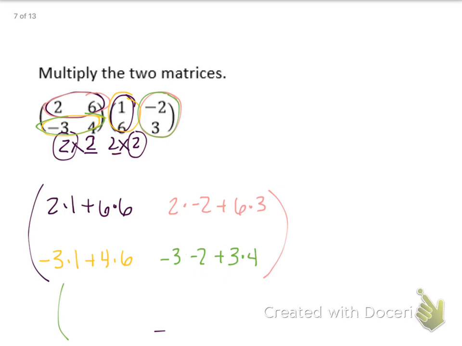I type them in my calculator. I get 38, 14, 21, and 18. You might also see them represented as boxes. Sometimes that happens too, instead of the big parentheses.